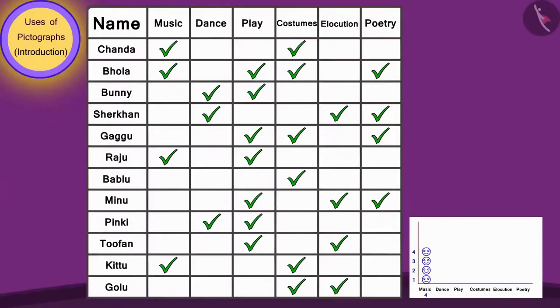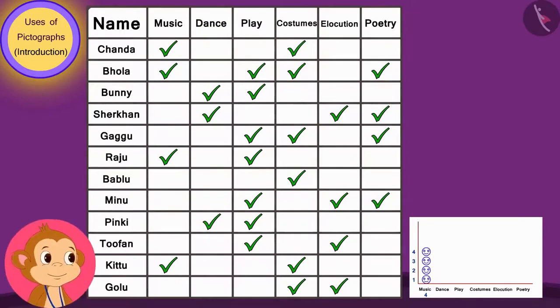Now, see in your table and tell me how many faces should I make above the dance program? Babban looked at his table and immediately said, 3 faces.